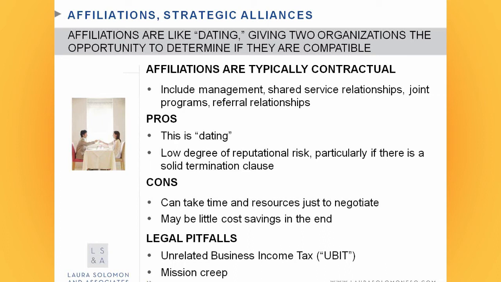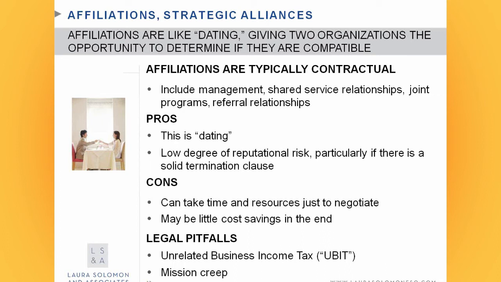This typically is documented with a contract. Sometimes nonprofits like memorandum of understanding, MOUs. But it's like dating in that it's a low degree of reputational risk, particularly if your contract has a good termination clause. So you and I agree, we're going to collaborate. You'll do your dance stuff and I'll contribute my symphony time, and together we're going to contribute to this festival. But that agreement's going to have a termination clause. So for example, if you fail to live up to your end of the contract, I can terminate the contract.